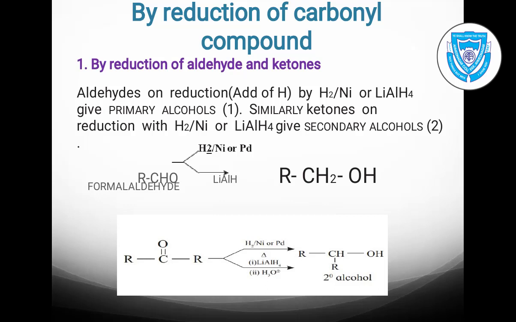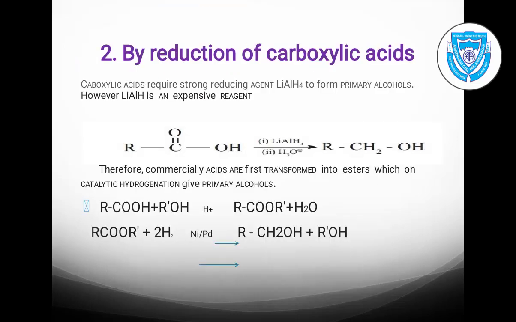In the same way, in the case of ketones also, in the presence of strong reducing agents like lithium aluminium hydride, you'll get secondary alcohol as the product. So here you have reduction taking place. Reduction is none other than addition of hydrogen atoms, and you get alcohols from aldehyde and from ketone also. Now in the next slide, we'll be talking about reduction in the case of carboxylic acid.